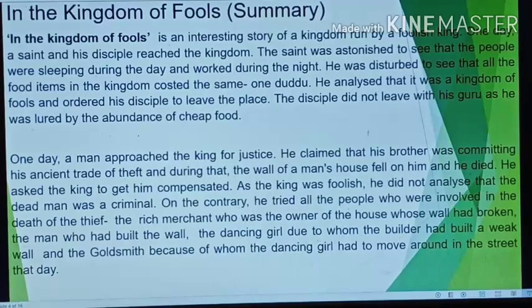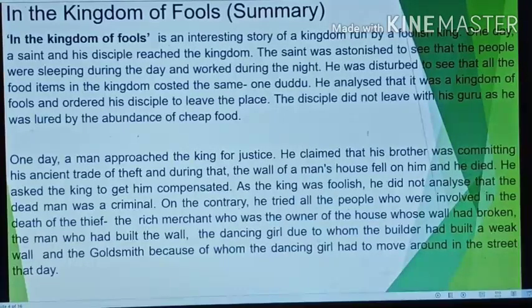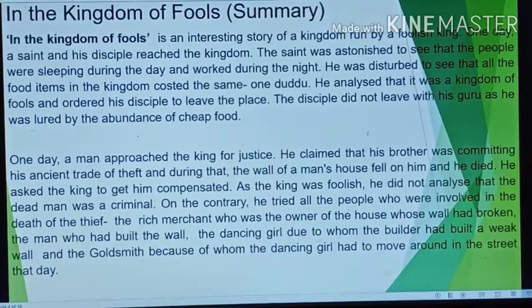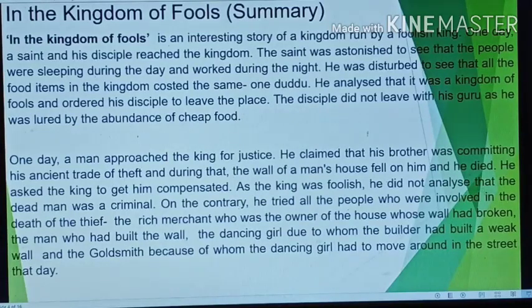Further, In the Kingdom of Fools is an interesting story of a kingdom run by a foolish king. One day, a saint and his disciple reached the kingdom. The saint was astonished, surprised to see that the people slept during the day and worked during the night. He was disturbed to see that all the food items in the kingdom cost the same, one judu. That is the name of the currency of that place. It is like 1 rupee.